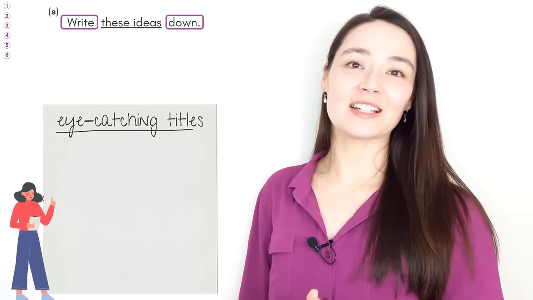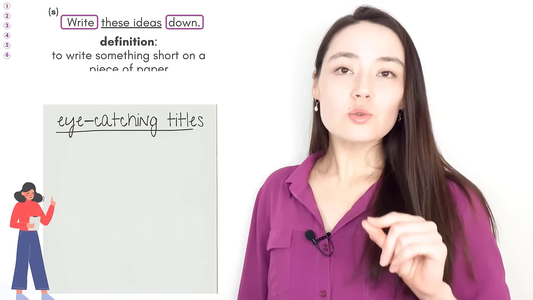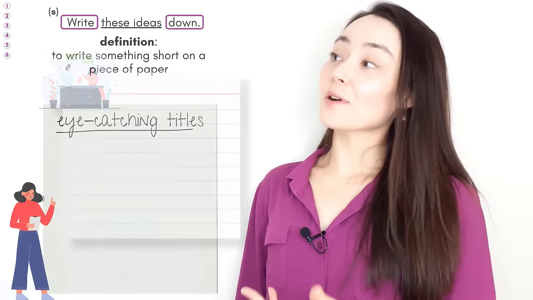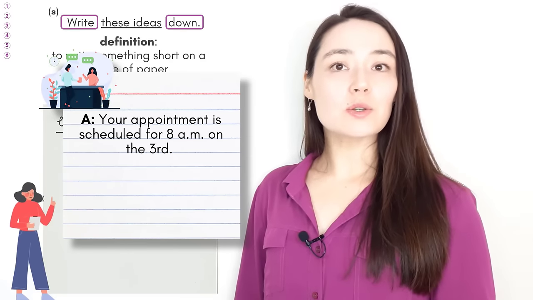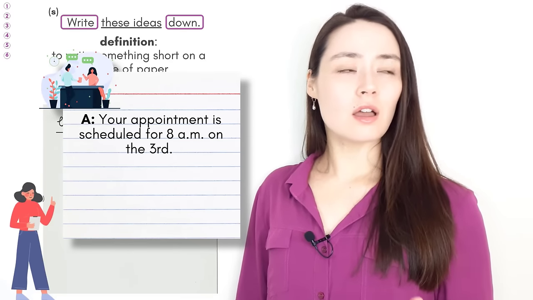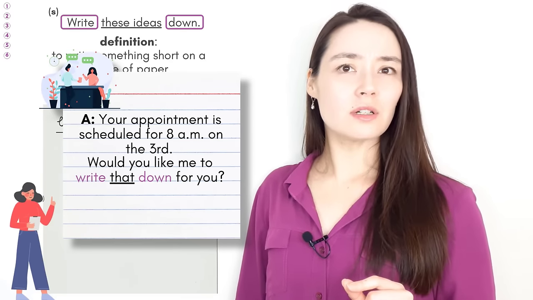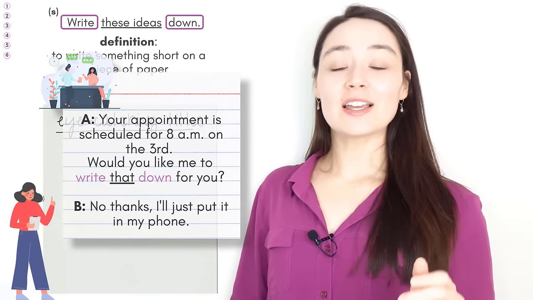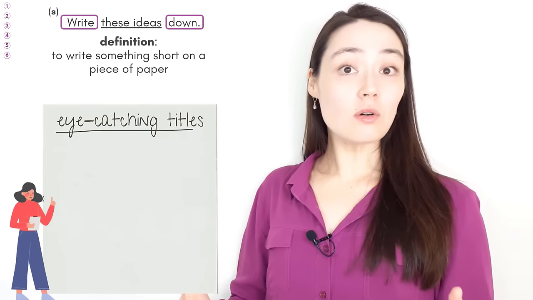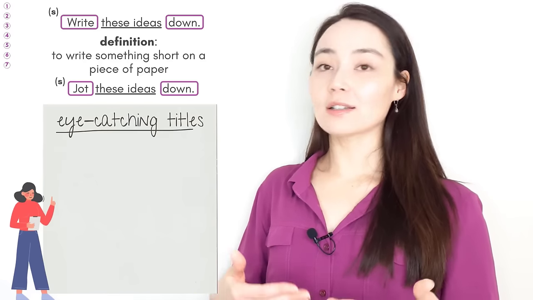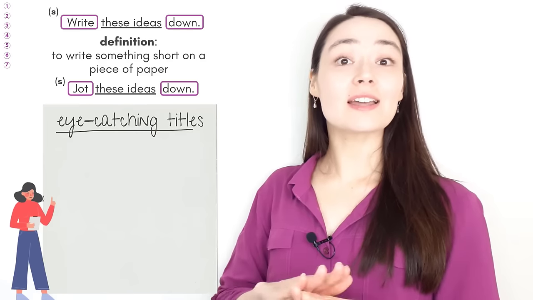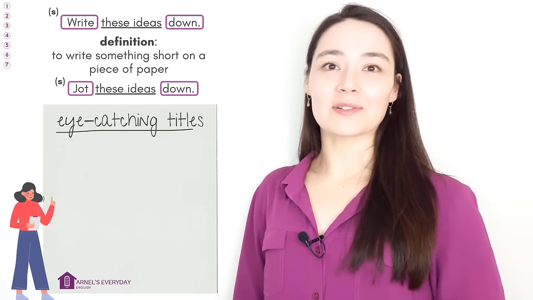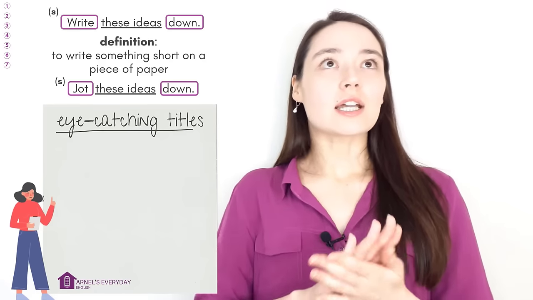Write down. Definition, to write something short on a piece of paper. For example, your appointment is scheduled for 8 a.m. on the 3rd. Would you like me to write that down for you? No thanks, I'll just put it in my phone. We can write something down, or we can jot something down. Same thing. Write these ideas down. Jot these ideas down. Okay, eye-catching title.